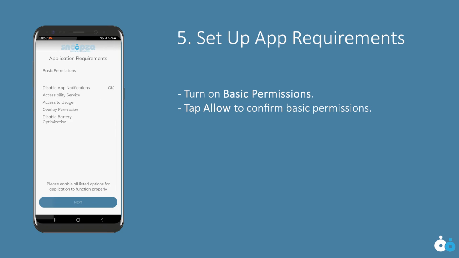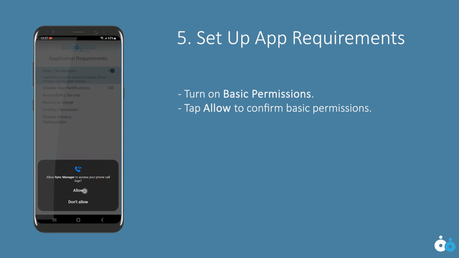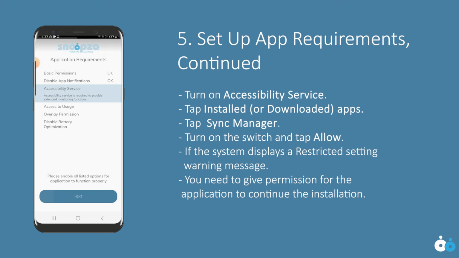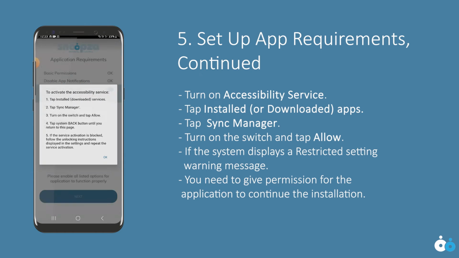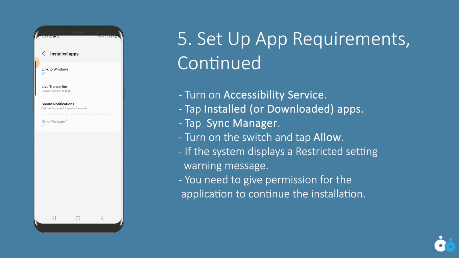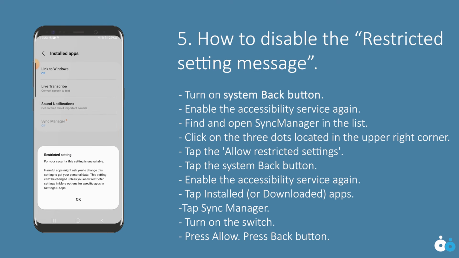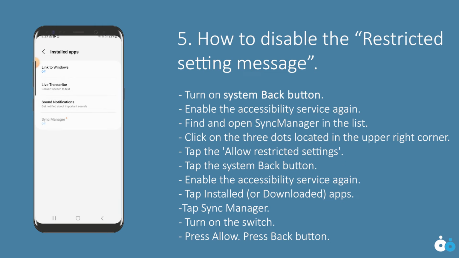Next, turn on Disable App Notifications. It's crucial to ensure the app runs smoothly without interruptions. Turn on Accessibility Service. Tap Installed or Downloaded apps. Tap Sync Manager. If the system displays a restricted setting warning message, you need to give permission for the application to continue the installation. Tap the System Back button.